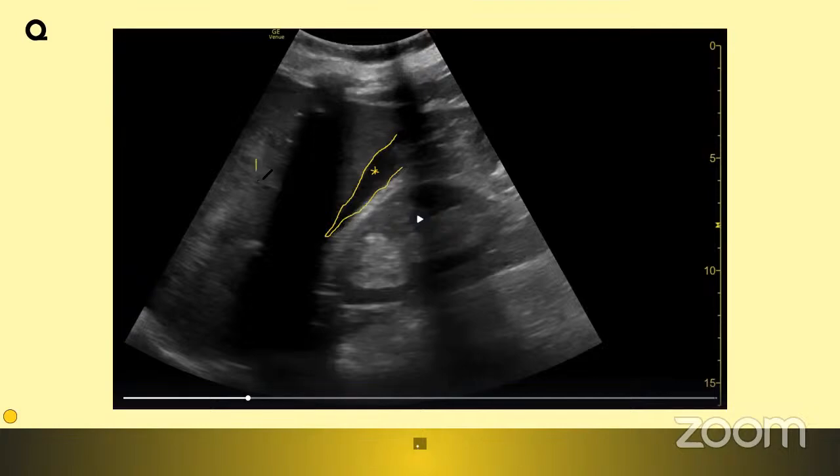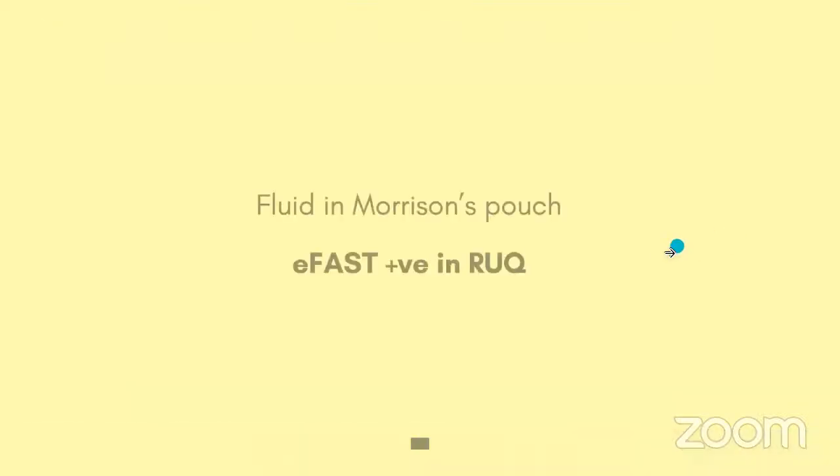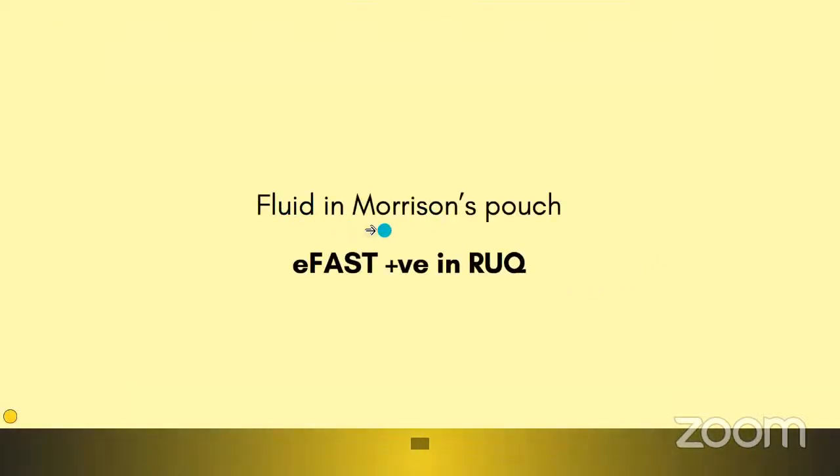Since this is liver and this is kidney or renal, so what is this? Hepatorenal recess, which is Morrison's pouch. So we are getting fluid in the Morrison's pouch. That's our finding. At the end of the eFAST, we need to report it, right? So this is eFAST positive for free fluid in the right upper quadrant region in the Morrison's pouch. Yeah, so we got it right. eFAST was positive in the right upper quadrant region.